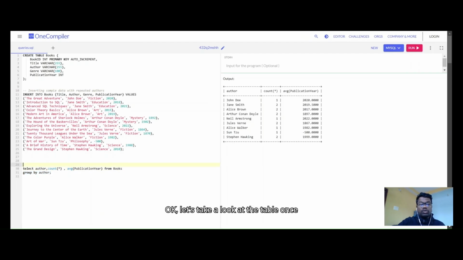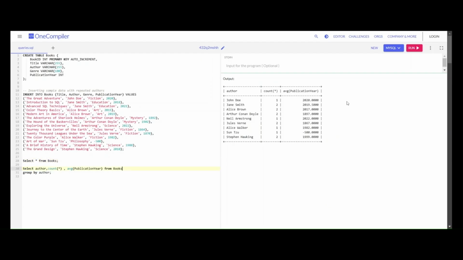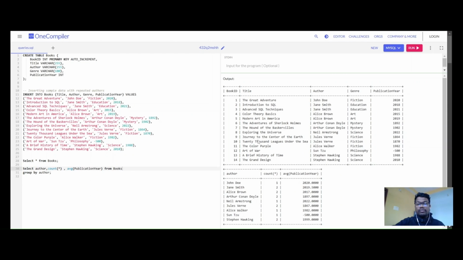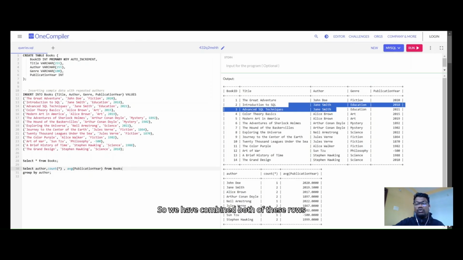Okay, let's take a look at the table once again. From the original table, we can see that John Doe has only 1 book inside the library, and we have 2 books of Jane Smith. So we have combined both of these rows into one row, and then we have returned the column of how many times this is appearing. And for those books, we have calculated the average of the publication years 2018 and 2021.